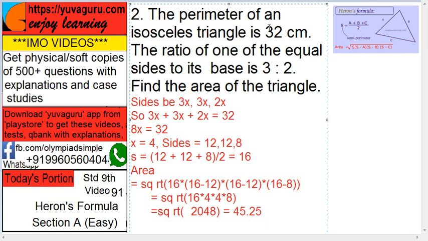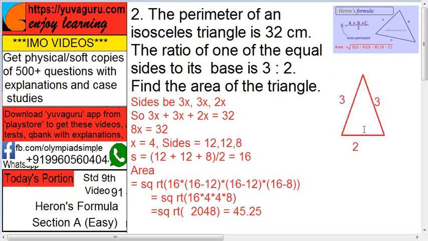The perimeter of an isosceles triangle is 32 centimeters. The ratio of one of the equal sides to its base is 3:2. Find the area of the triangle. Equal sides means one side is 3 and the unequal side is 2. It means the triangle will be like this: 3, 3 and 2.